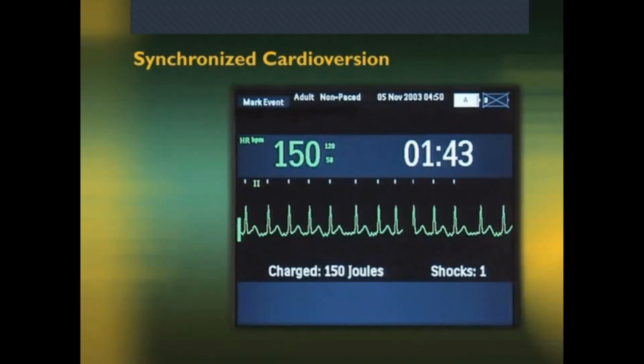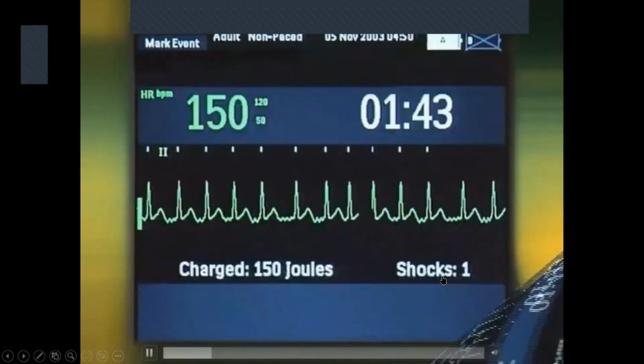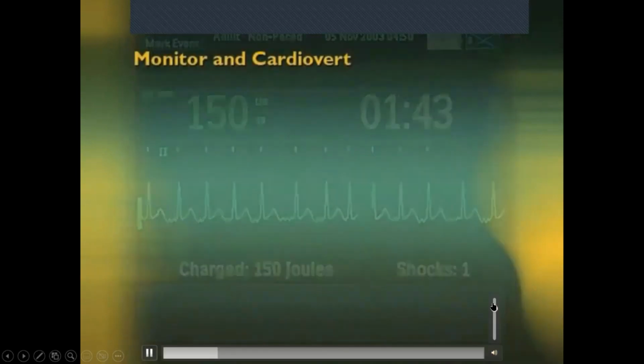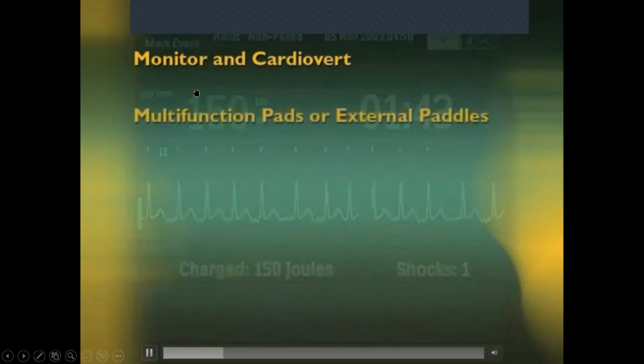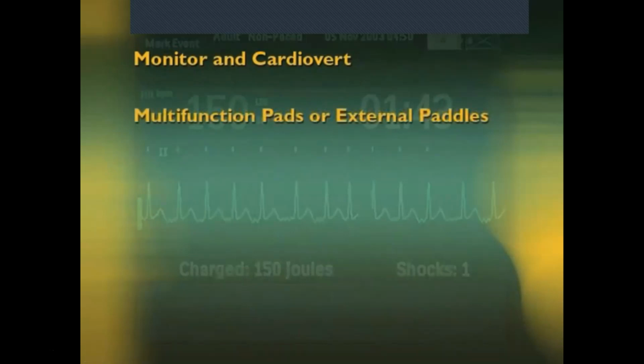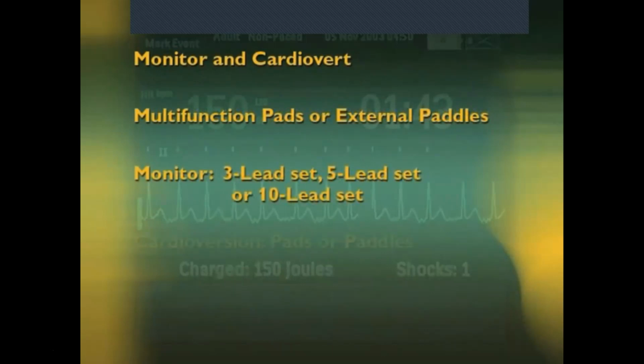With synchronized cardioversion, you deliver a shock synchronized to the R wave of the ECG being monitored in wave sector 1. You can monitor and perform synchronized cardioversion through the multifunction electrode pads or external paddles. Or you may choose to monitor the ECG through monitoring electrodes connected to a 3, 5, or 10 lead ECG cable with the energy delivered through the pads or paddles.